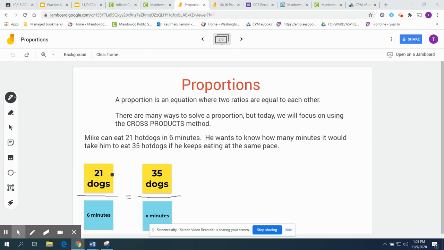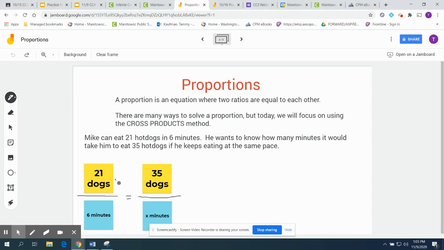So notice that I put the labels with the dogs and with the minutes. It doesn't matter. I could put the hot dogs on top or on the bottom. But when I get to the other side, the reason I use my labels is because if my dogs are on top on the left side, they have to be on top on the right side as well. So you want to make sure that you're lining that up. So setting up my proportion is half the problem, right? So then it says how many minutes. That's the thing I don't know, so I'm going to put it as an X. Will it take him to eat 35 hot dogs? So I'm going to put that here.